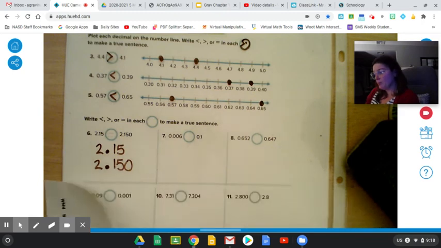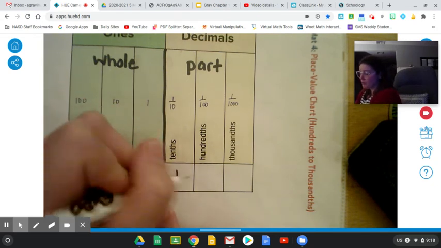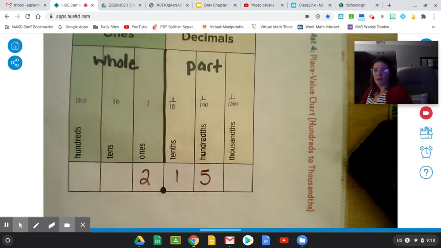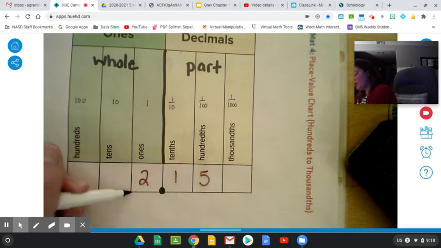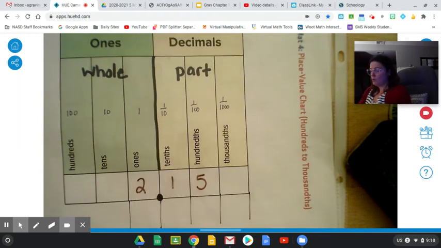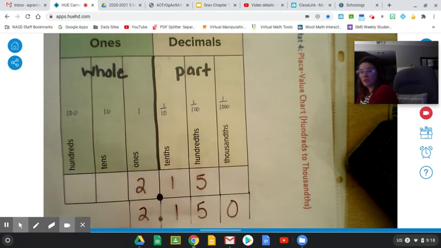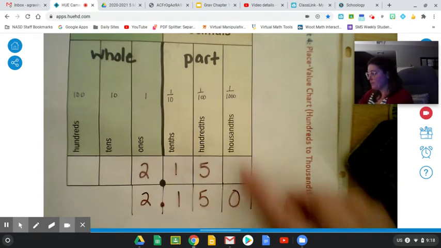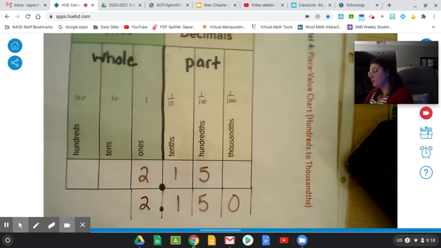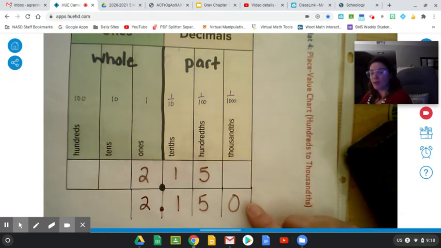Now I said to have your number line ready. I want to show this to you on the place value chart, sorry. 2 and 15 hundredths fits right in there. Our second number was 2 and 150 thousandths. So we see some similarities, but what I do notice is that our first number is only in the hundredths, and our second number goes up to the thousandths.